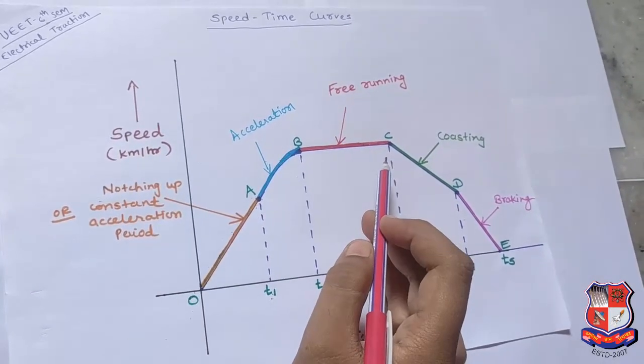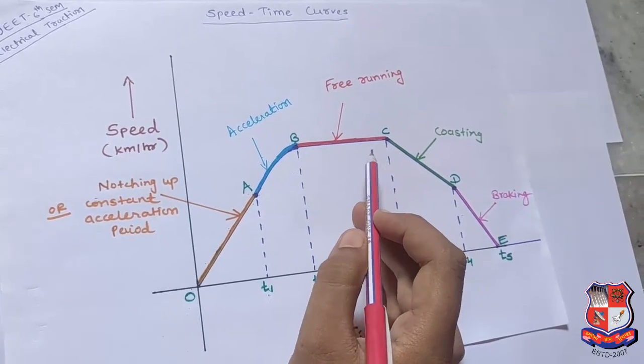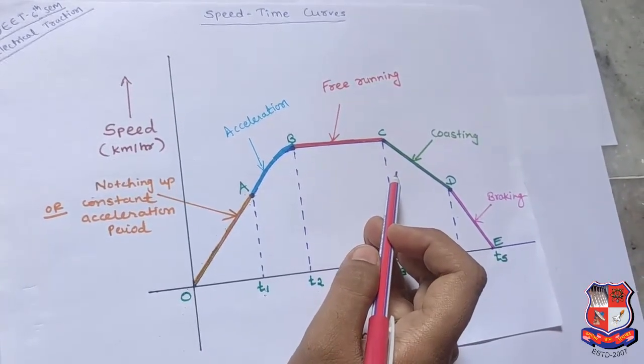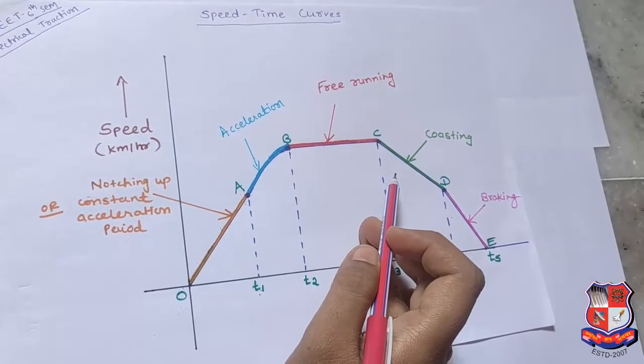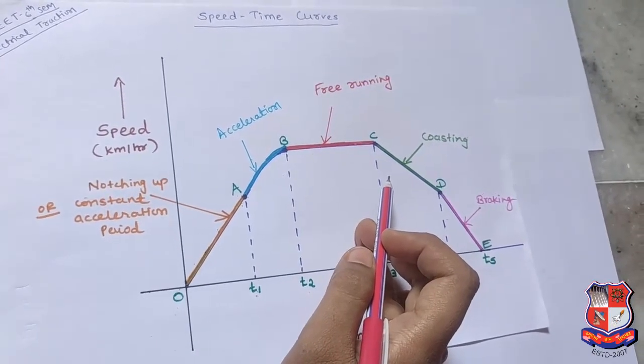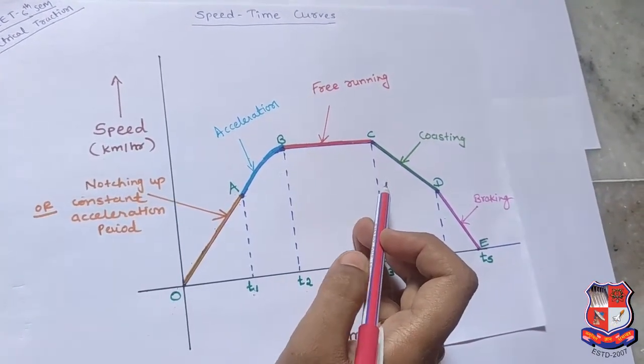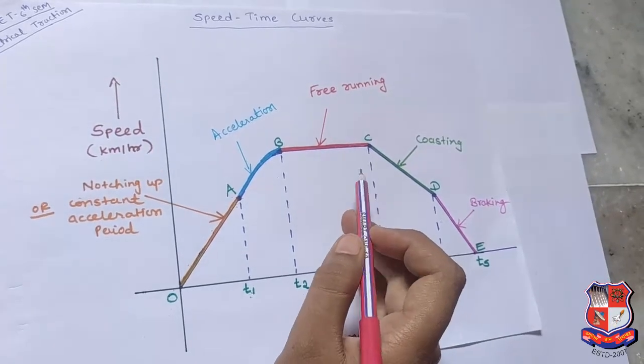This period is necessary since it utilizes some of the kinetic energy of the train. Otherwise, it is wasted during braking. So it helps to reduce the energy consumption of train.